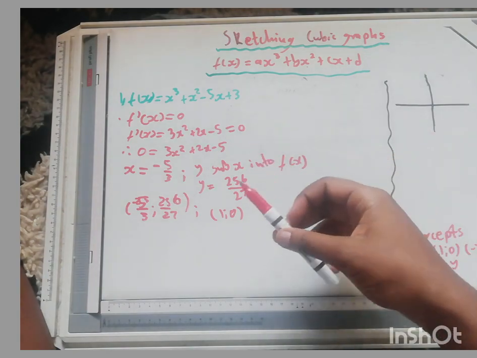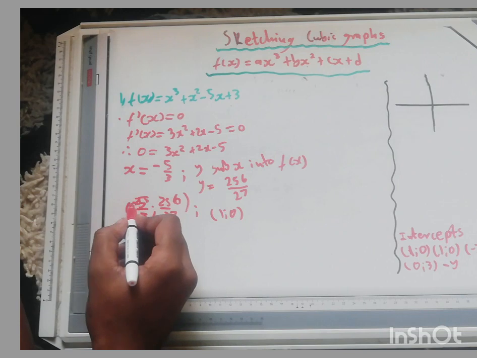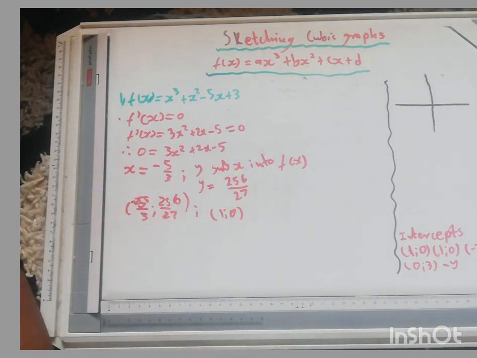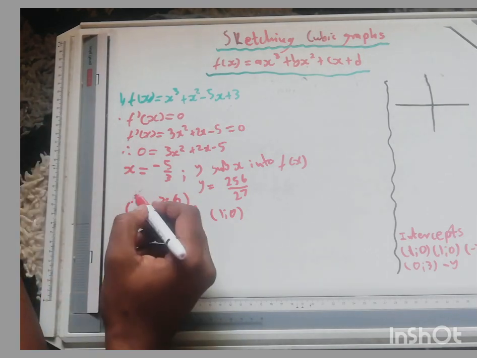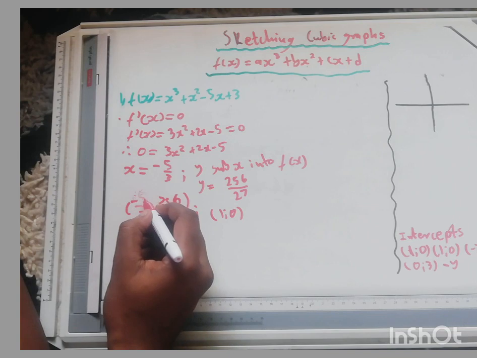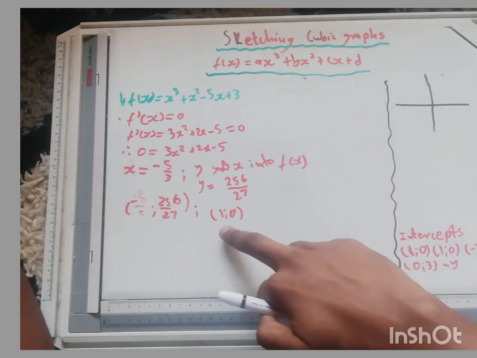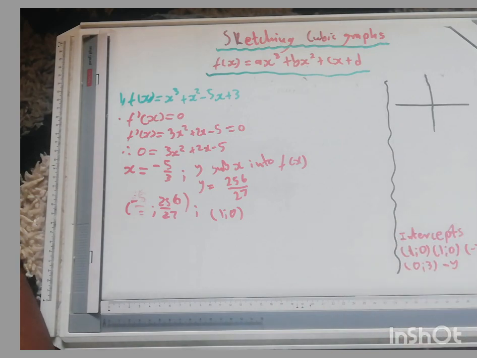So the first turning point you'll find is this one, which is minus 5 over 3. Let me quickly grab this here, which is actually minus 5 over 3. Yes, minus 5 over 3. And then the other one is this one. So these are your two turning points. So now let's get to sketching the graph.